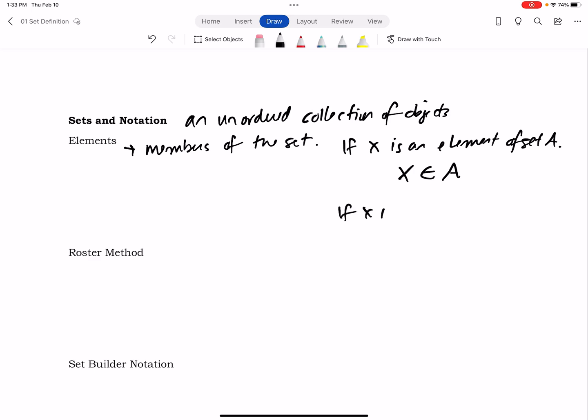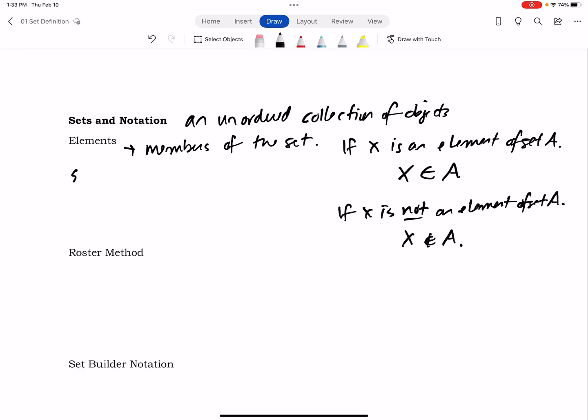And if X is not an element of set A, then we use a very similar symbol. We just put that slash line through it. So the order doesn't matter. The elements can be anything. You could have the set of states in the US. You could have a set of numbers. You could have a set of names.